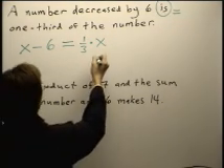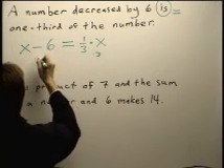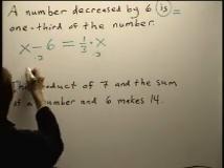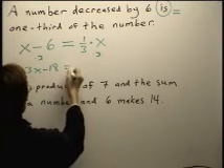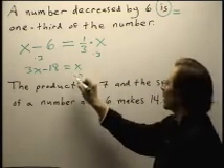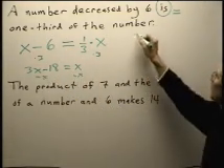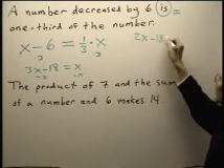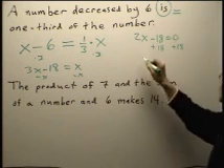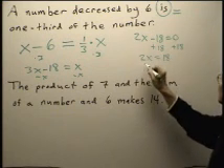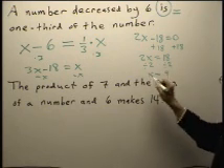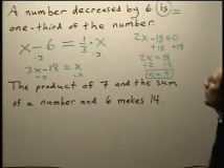We can multiply on both sides by 3 to get rid of the fraction. And so distributing the 3 here, we will have 3x minus 18. Over here we'll have x. Now, subtracting x from both sides, we have 2x minus 18 equals 0. Adding 18 to both sides, we have 2x equals 18. Dividing both sides by 2, we get x equals 9. So our unknown number must be 9.